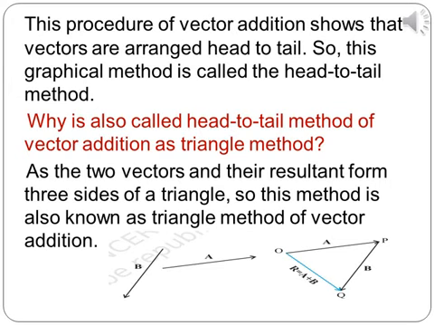There is one question: why is the head to tail method of vector addition also called the triangle method? As the two vectors and the resultant vector form three sides of a triangle, this method is also known as the triangle method of vector addition.